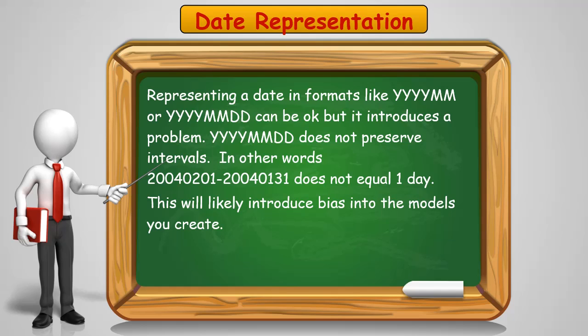Representing a date in formats like year-month or year-month-day can be okay, but it introduces a real problem in that it doesn't preserve intervals. In other words, February 1st of 2004 minus January 31st, 2004 does not equal one day when you look at it that way. And this is going to introduce bias into your models.